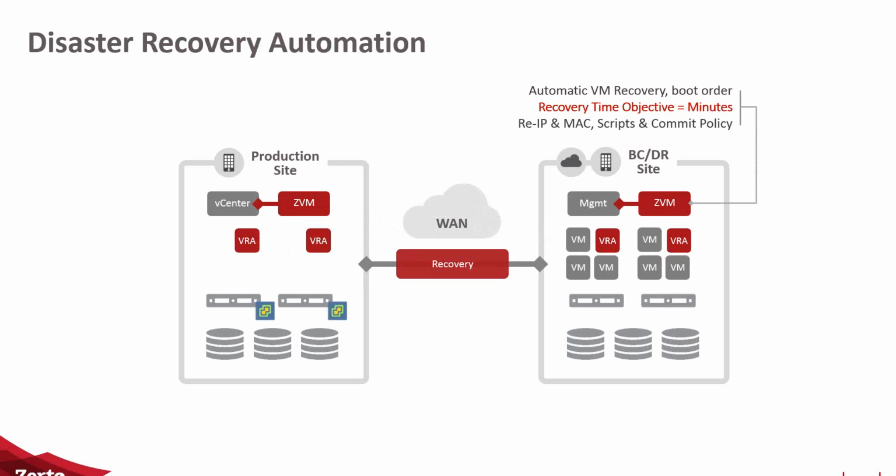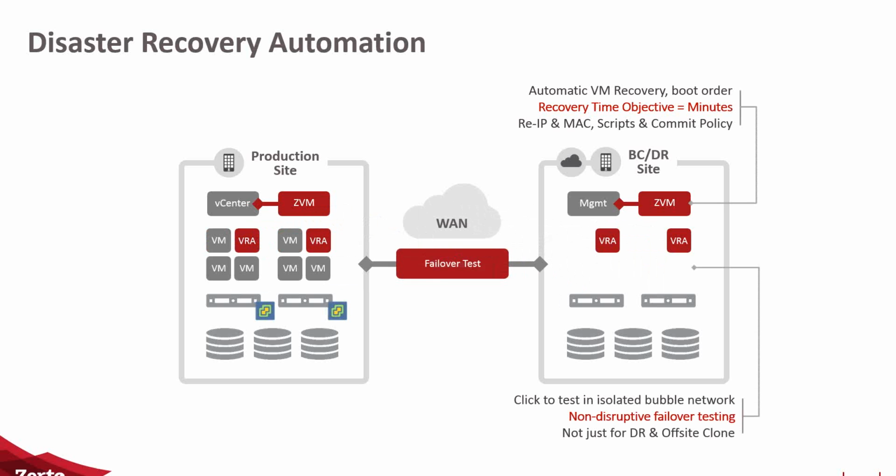We have a great question on DR testing, which is actually a great segue to the next point, in that we allow you to also click to test, where we'll bring the virtual machines online in an isolated bubble network with our non-disruptive failover testing. So we don't shut down the VMs in production. We don't break the replication. We just bring a copy of the VMs online.